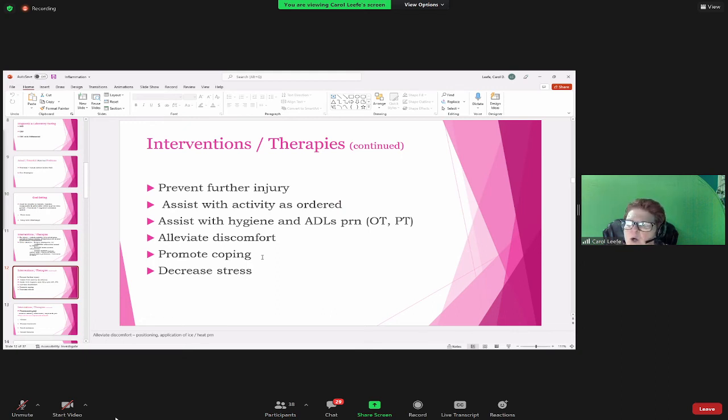Okay. So you might see your patient on a proton pump inhibitor, which is going to decrease acid production and secretion. And they don't have a history of GERD or a history of PUD. It's prophylaxis so they don't get an ulcer. Okay.